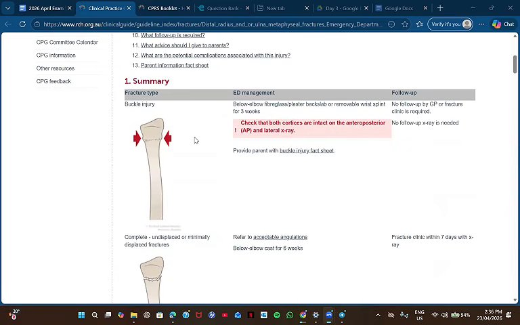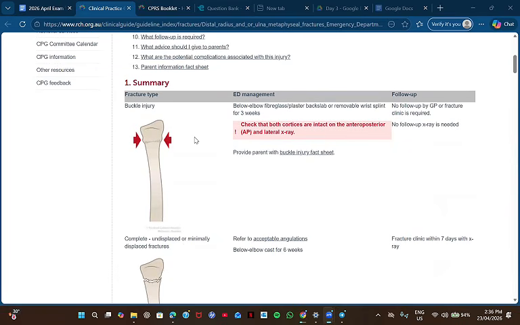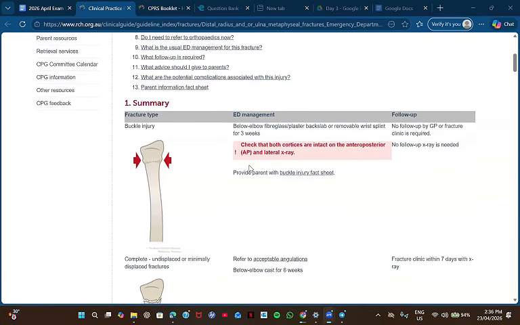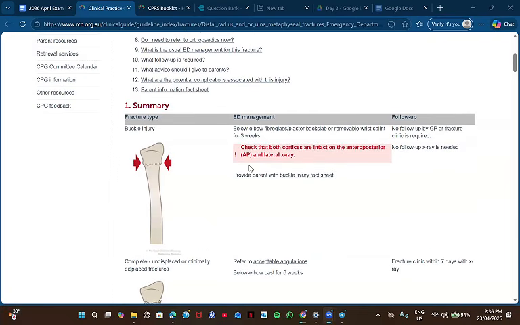Okay, here, the buckle injury. So what is a buckle injury? So what is a buckle injury, doctor? Tell me. Tell me, doctors.